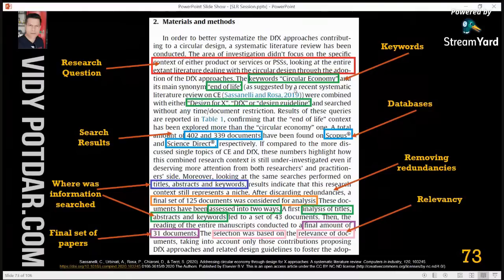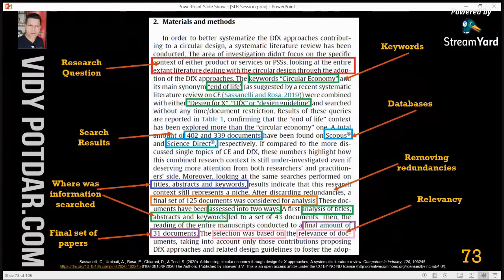So these keywords were combined with some other keywords and they were searched. So where were they searched? They were searched in these databases, Scopus and Science Direct. How many results did they get? They got 402 from Scopus, 339 from Science Direct.